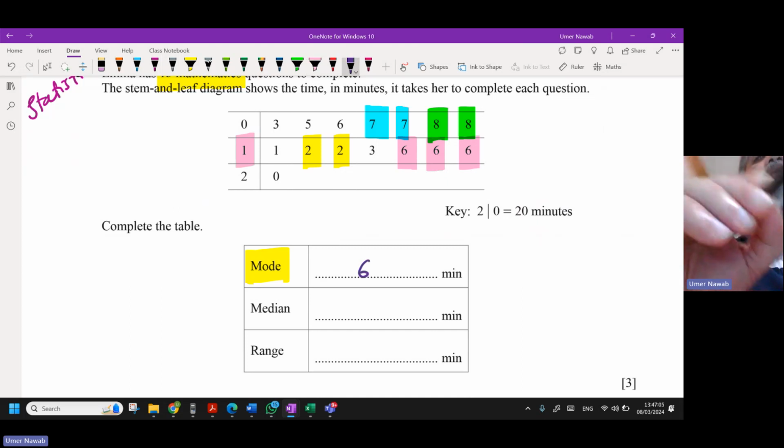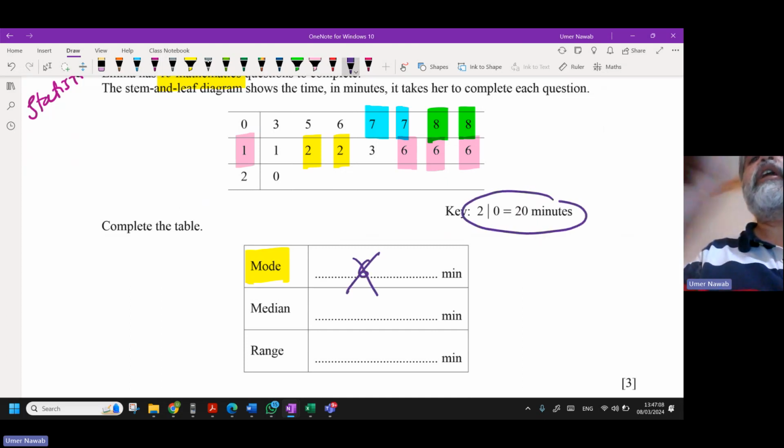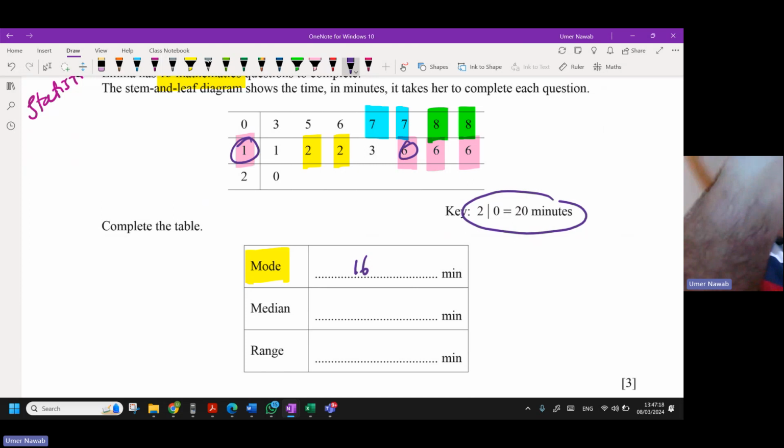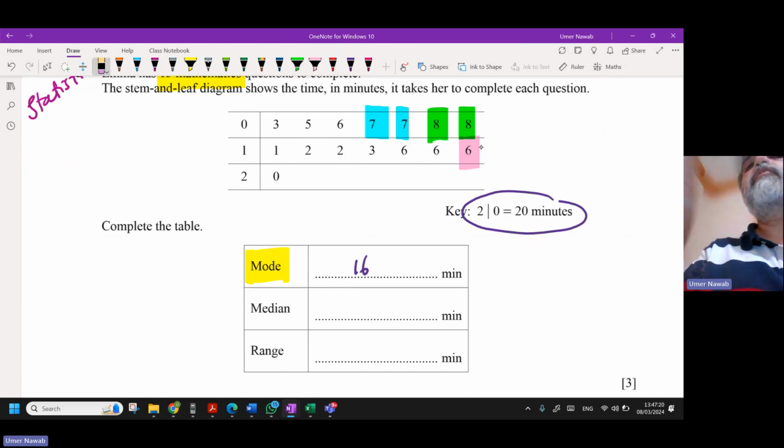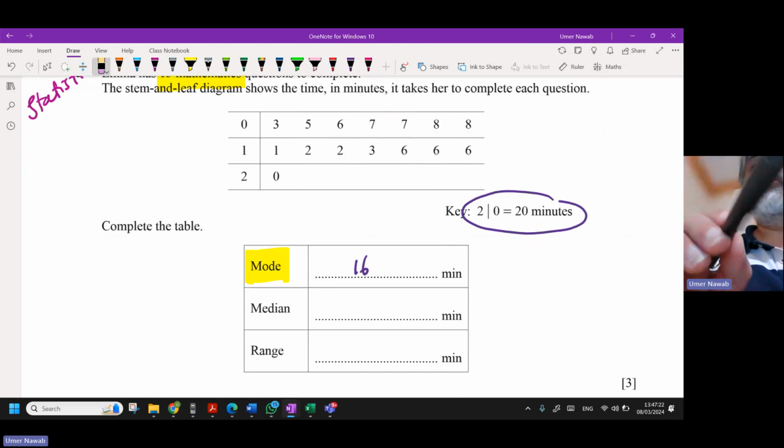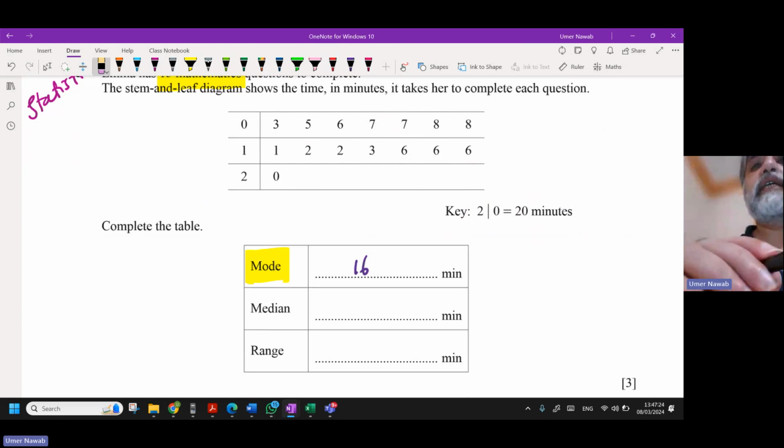So if in the exam you just write 6, that will be wrong. According to your key, you have to write your stem with the 6 as well. So your value is 16, not the 6. So 16 is my mode because 16 is appearing in the data three times. However, the other values may be repeated one time or two times. So my mode is 16.